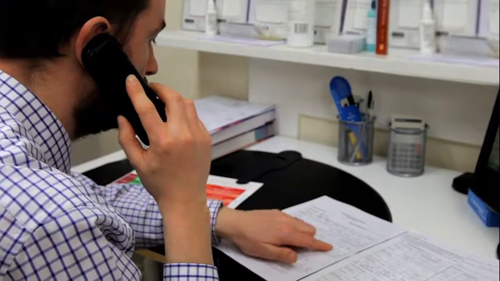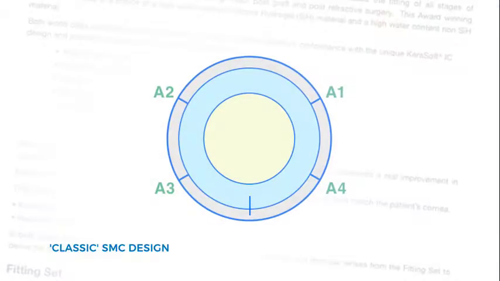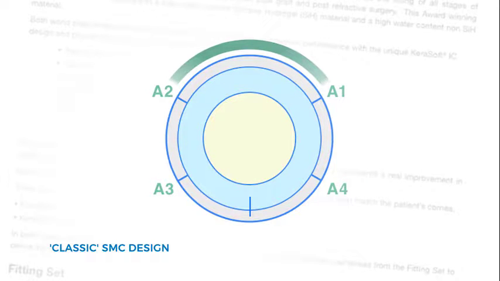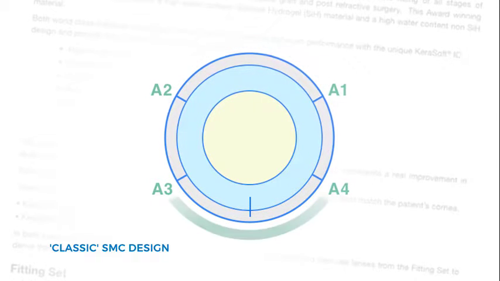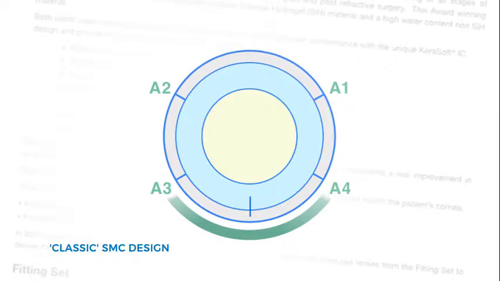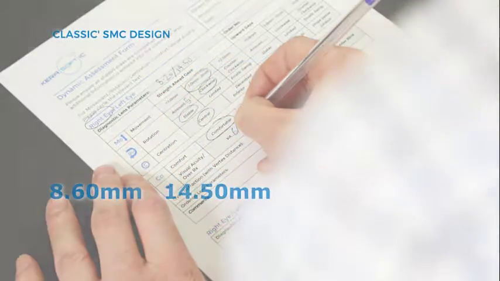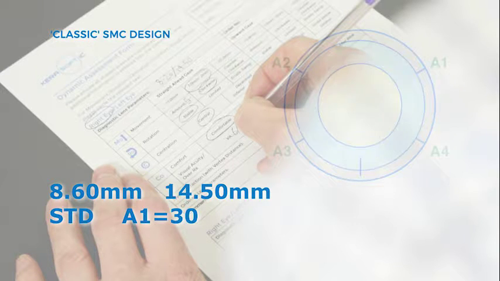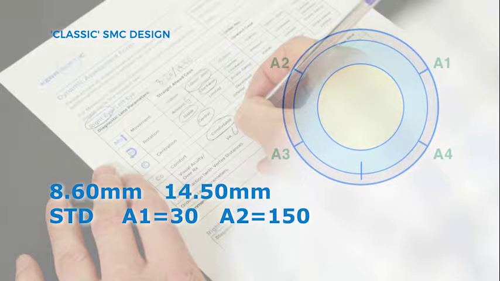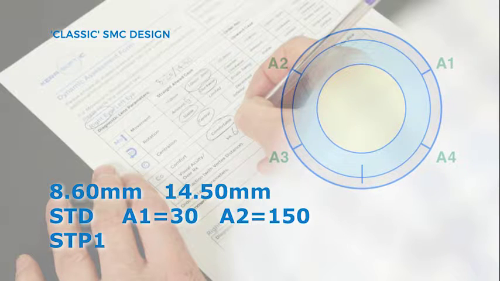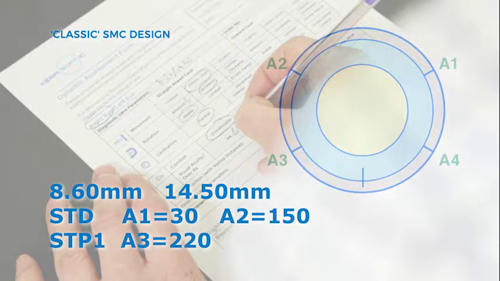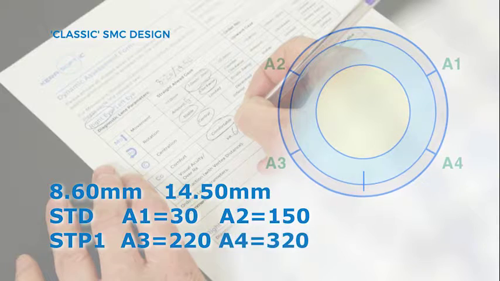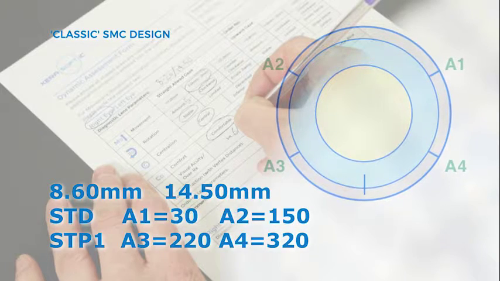To order this lens, the prescription should be written so that the sector defined by A1 and A2 is written first, and the sector between A3 and A4 second. Here is an example of how this is written. 8.6, 14.5, standard, A1 30, A2 150, steep 1, A3 220, A4 320.